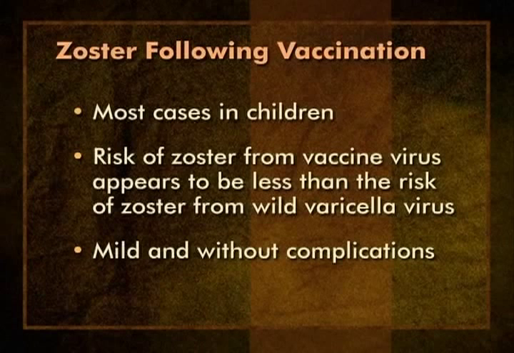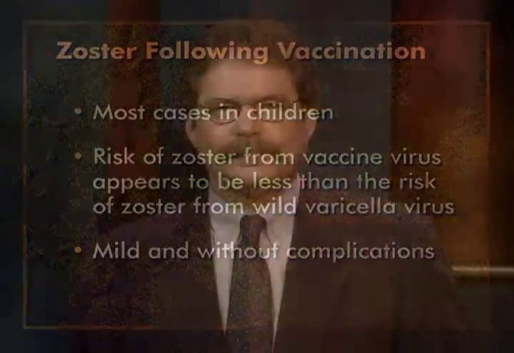Vaccine virus has been isolated from only a few of these children. Wild-type varicella virus has been isolated in some cases, meaning that the person was infected with the wild-type varicella before or after being vaccinated. Based on current data, the risk of zoster from the vaccine virus appears to be less than the risk of zoster from the wild varicella virus. In addition, zoster after vaccine has been mild without complications such as postherpetic neuralgia.